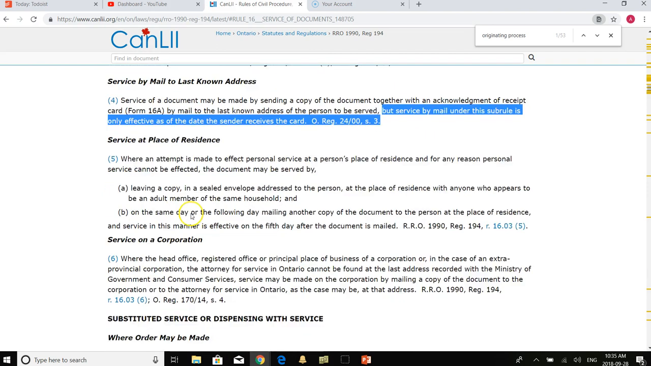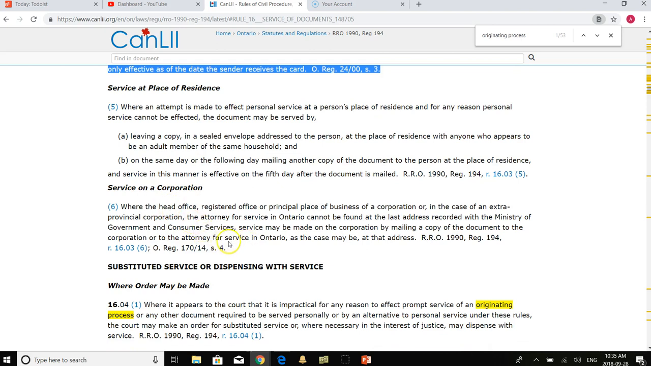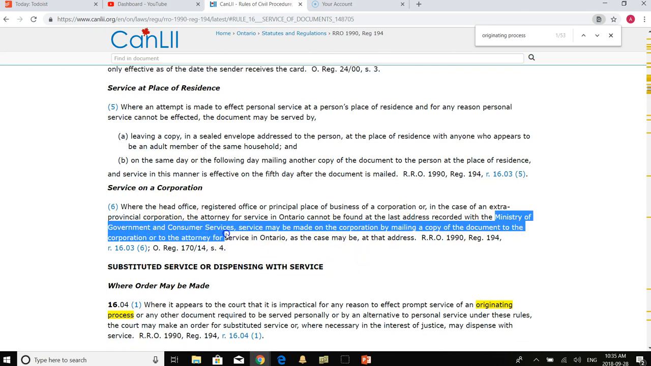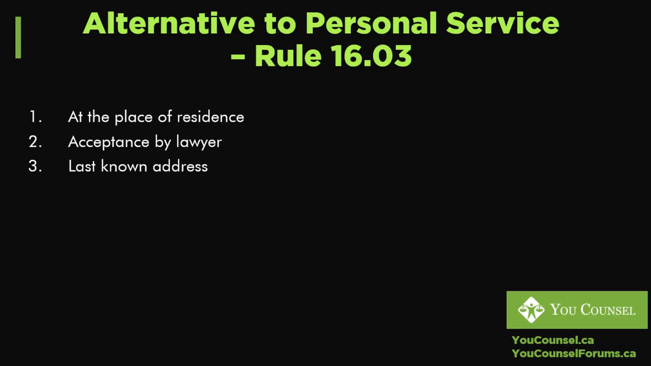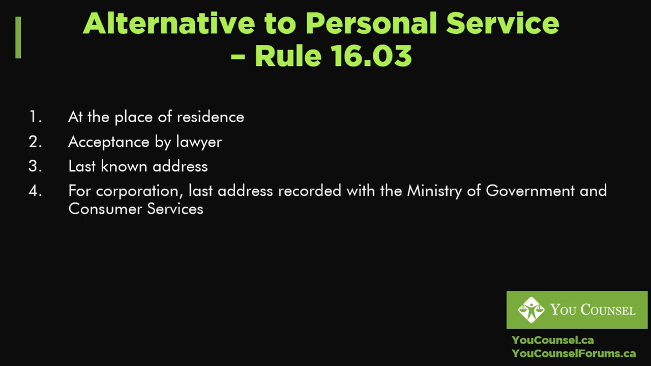That's now generally. But with respect to service on a corporation, you can find out the last known address of the corporation from the Ministry of Government and Consumer Services. You go to the ministry, there's a branch downtown, and you get what's called the corporation profile report, and that will indicate the last address that is recorded in the government records of that corporation. And if you mail the originating process to that address, then the service will be effective.